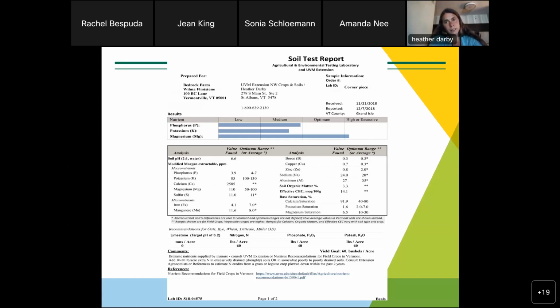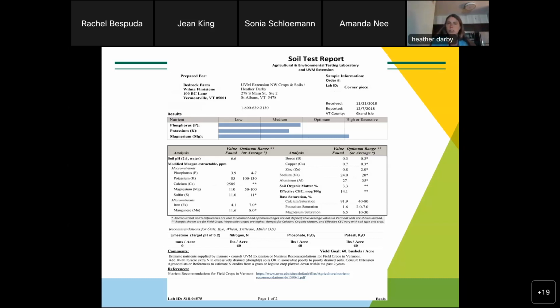Now, once you get into high or excessive, adding more nutrient, the potential to see a crop response is pretty low. And it also could continue, right, to increase those nutrient levels. And that can be detrimental both to the environment, but in some cases also to the crops. There can be negative impacts as well, right?